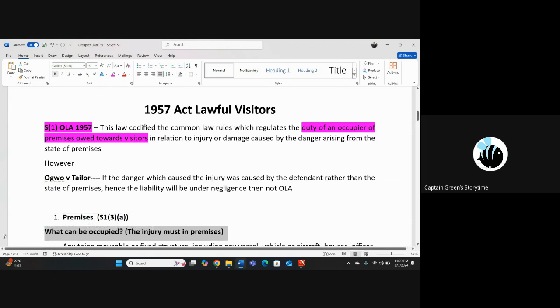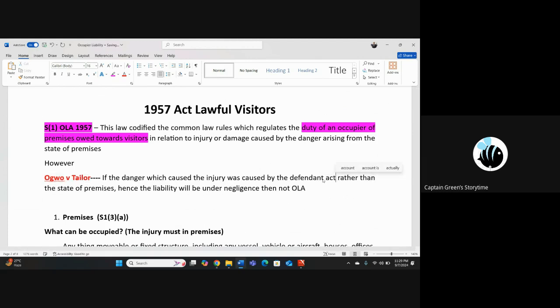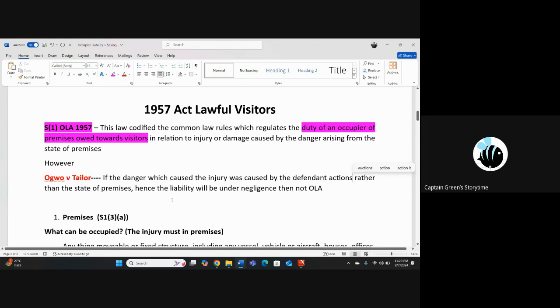Then we have the case of Ogwo v Taylor. Please note down this case. If the danger which caused the injury was caused by the defendant's actions, rather than the state of premises, the liability will be under negligence, not OLA. It simply states that when the injury caused to the visitor is done by the defendant's actions, there will be no liability under the Occupiers' Liability Act. However, if the injury has been caused to the visitor due to the state of premises, due to malfunction of anything in the house, office or premises, then it will be dealt with under the Occupiers' Liability Act.